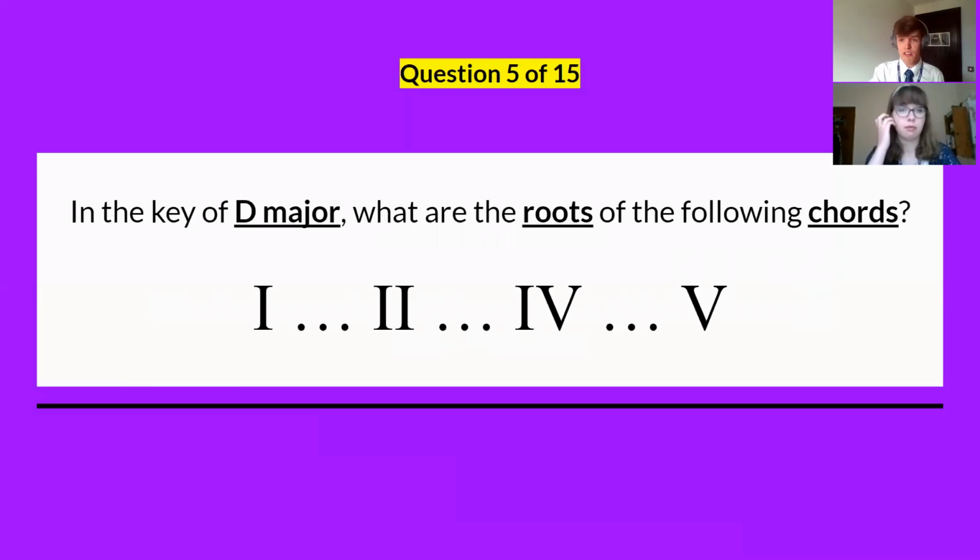Question number 5. So in the key of D major, what are the roots of the following chords? So remember, we can use Roman numerals to denote chords here. So I've got Roman numeral 1, Roman numeral 2, and then 4, and then 5. So what are the roots of each of those chords in D major? Remember, this is linked to scale degrees. So if you're not 100% certain, just have an educated guess. See what might make sense in this context.